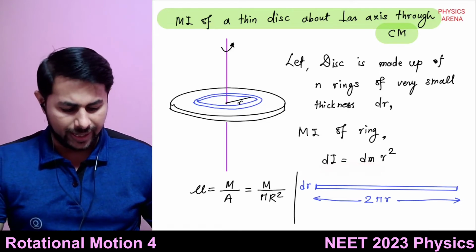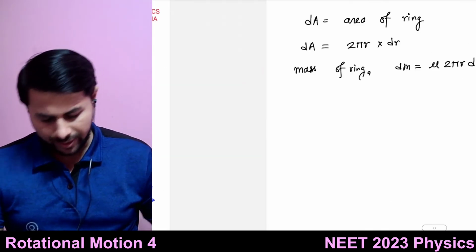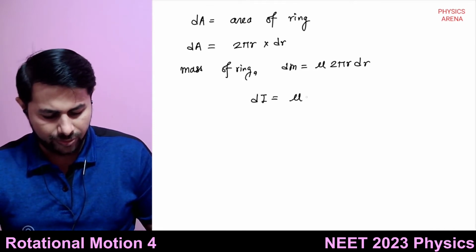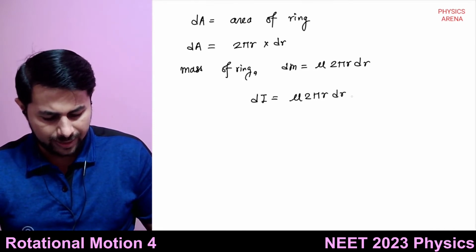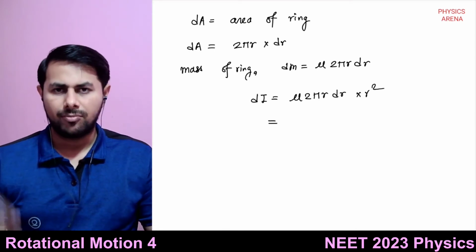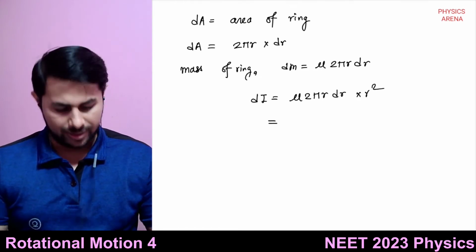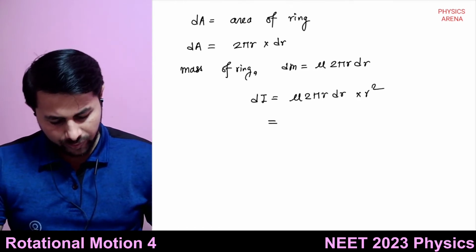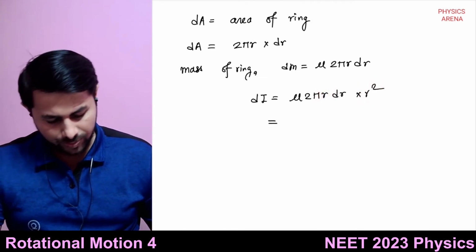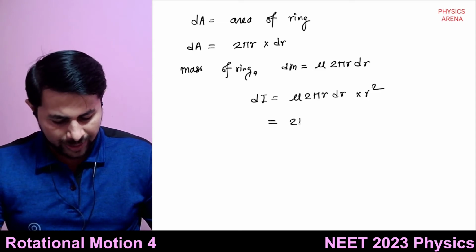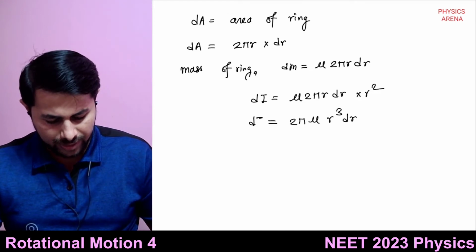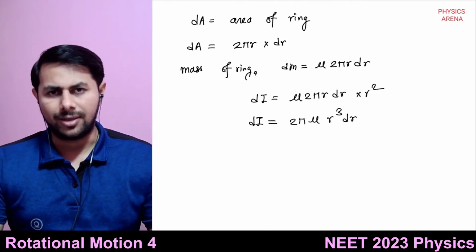Then we can substitute this into the formula. So we get dI equals dm into r square, dI equals dm, which is mu multiplied by 2 pi r dr, multiplied by r square. So this is the moment of inertia of the ring. Now we can multiply this r with r square, so we get r cube. So it is 2 pi multiplied by mu multiplied by r cube dr. This is the moment of inertia of the ring.